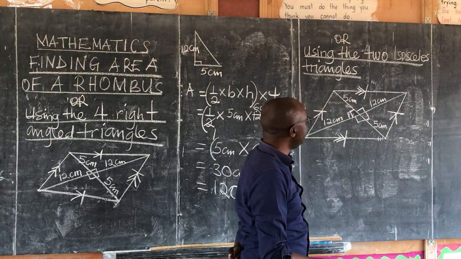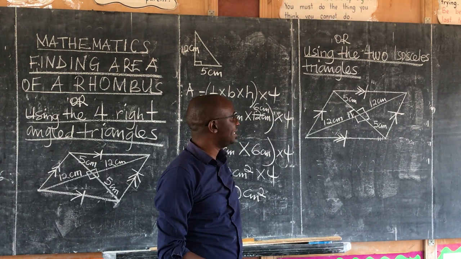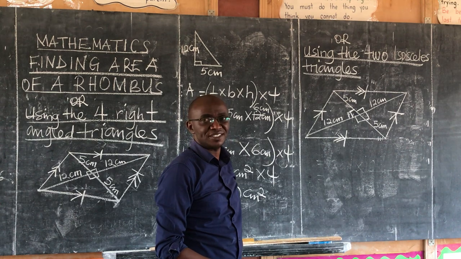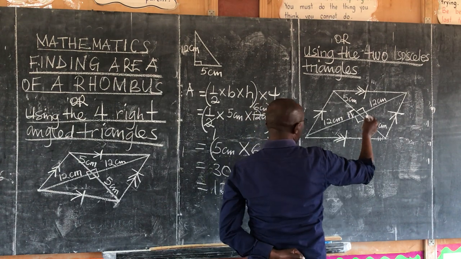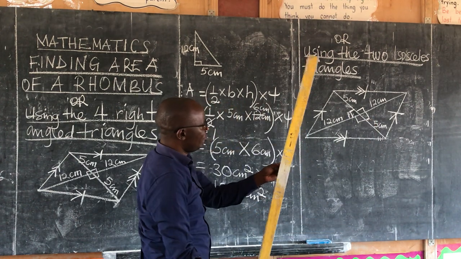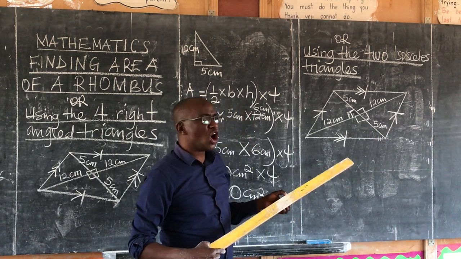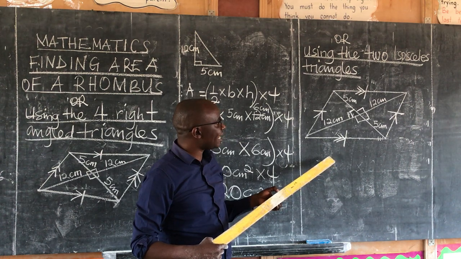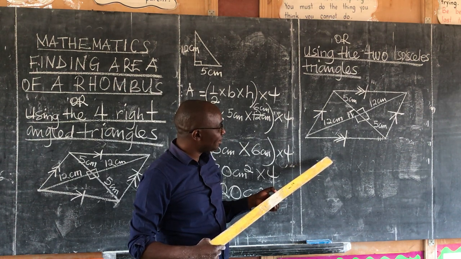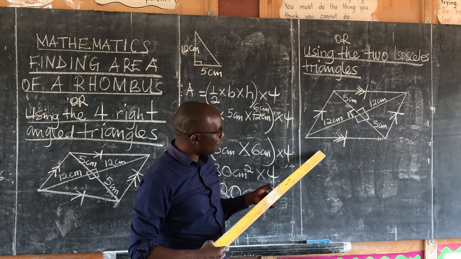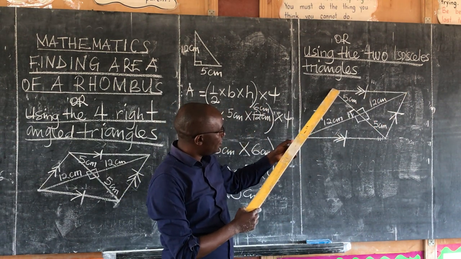Now remember, we are finding the area using the two isosceles triangles. Which are the isosceles triangles? There is this one. We have this one. You remember, an isosceles triangle is a triangle whose two sides are equal, and its base angles are also equal. Now when you observe this diagram, this triangle is isosceles.